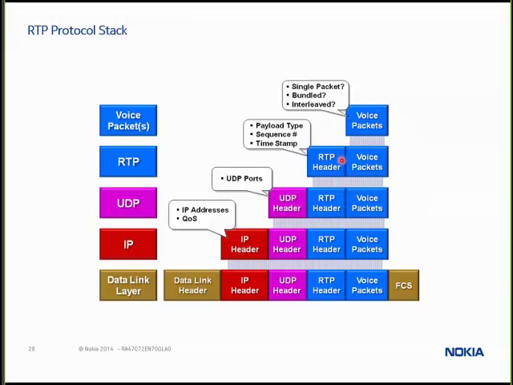Then I have the RTP header, which is going to handle the payload type. Okay, so what kind of media am I taking? And then I'm going to have sequence numbers so that I can keep the audio or video in the correct sequence. So things arrive at the right time. And I timestamp that sequence so that I know how much jitter I have. And inside the voice packet is going to be whatever the voice packet is. Is it single packet? Is it bundled? Is it interleaved? Whatever we happen to be doing is defined by this payload type.